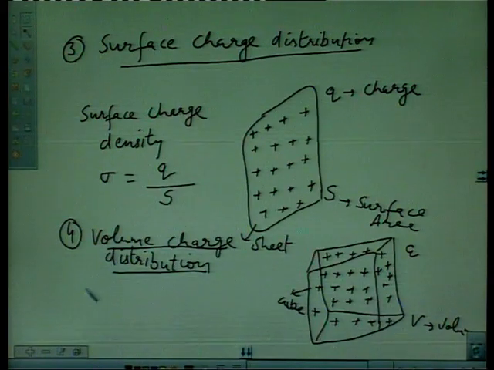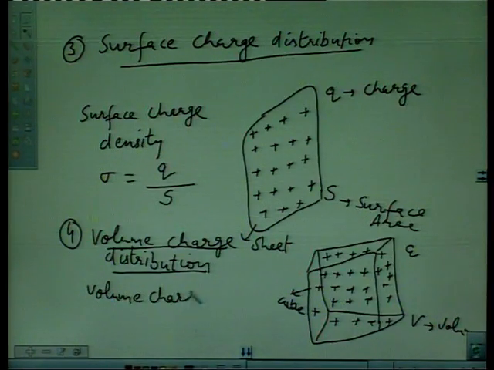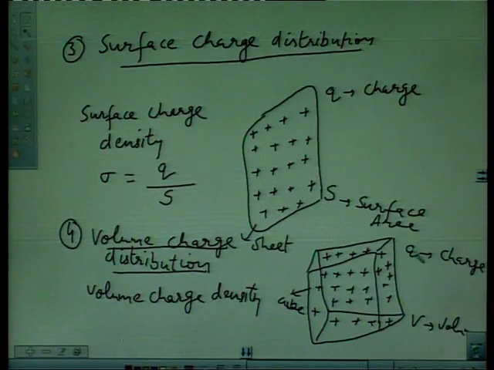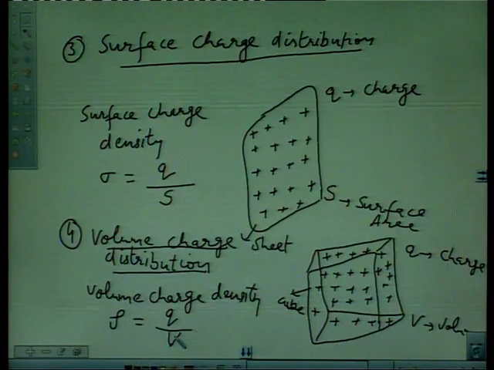Here we have a term used, volume charge density. Q is charge. So, the volume charge density, its symbol is rho. This is equal to the total charge q upon the total volume of this cube, which is V. Rho is equal to q upon V. So, these types of distributions are used to find the electric field.